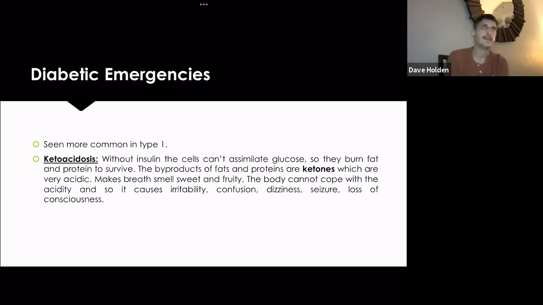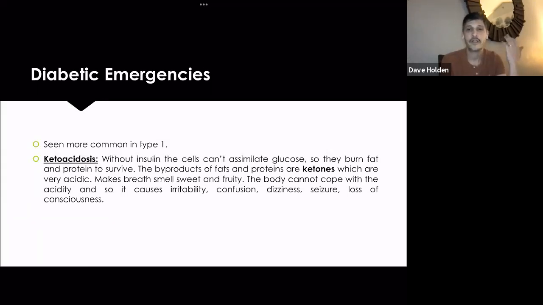All right, ketoacidosis. This is a side effect that can occur in diabetic individuals. So without insulin, your cells can't burn sugar. And so instead, they start burning fat and they start burning protein in order to survive, in order to get energy. So the byproducts of fats and proteins are called ketones. And these are very acidic.